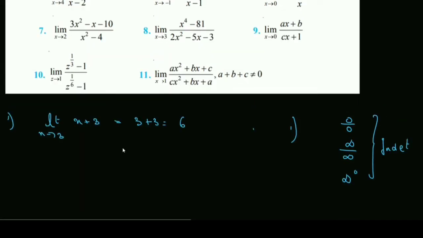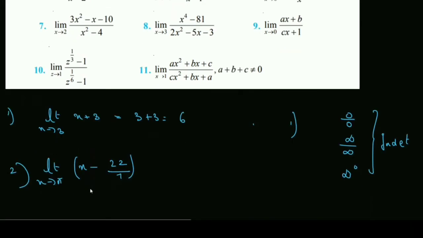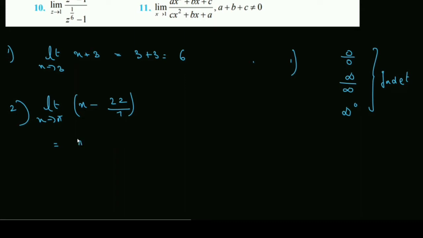Now the first one is 6. Second one is limit x tends to pi, x minus 22 by 7. So substitute x is equal to pi. So it is pi minus 22 by 7. Don't write substitute pi as 22 by 7 and cancel it. It's only an approximate value. We cannot just write x as 22 by 7 and cancel it. Don't do that. Just put it as pi. X is approaching pi. Pi itself is an approximate value, isn't it? So don't cancel it. Just keep it as it is. That's all.